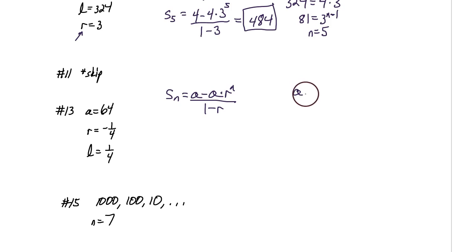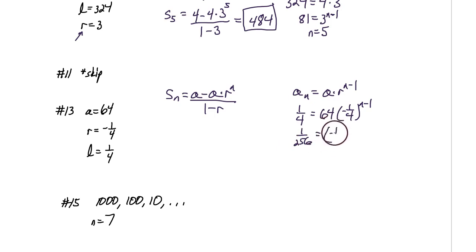Let's use the general formula as well. A sub n equals a times r to the n minus 1. For a sub n, let's use our last term, which is 1/4. For a, put in 64. For r, put in negative 1/4. And then the n is the unknown. We can divide both sides by 64. So this is 1 over 256 is equal to negative 1/4 raised to the n minus 1 power.